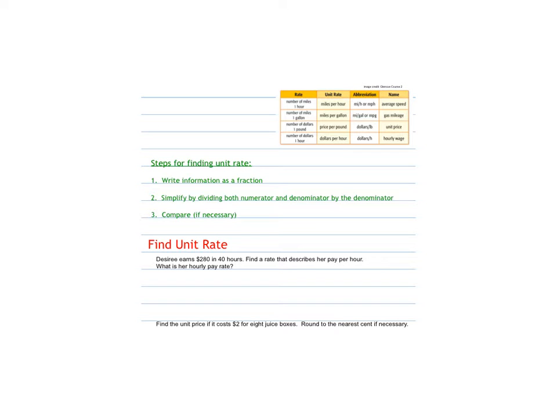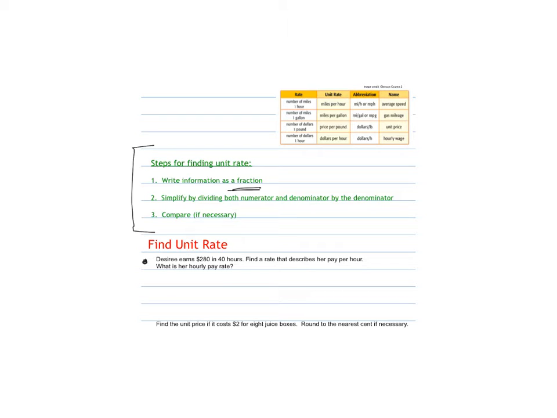Steps for finding unit rate. We always want to write it as a fraction. We divide both the numerator and the denominator by the denominator, and then we compare. So if we look at this one, here's some good examples that you would want to include in your notebook.